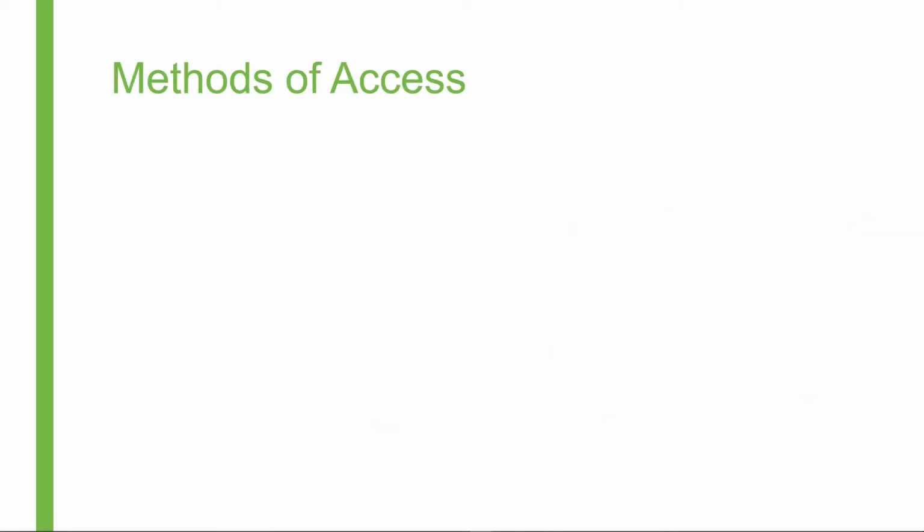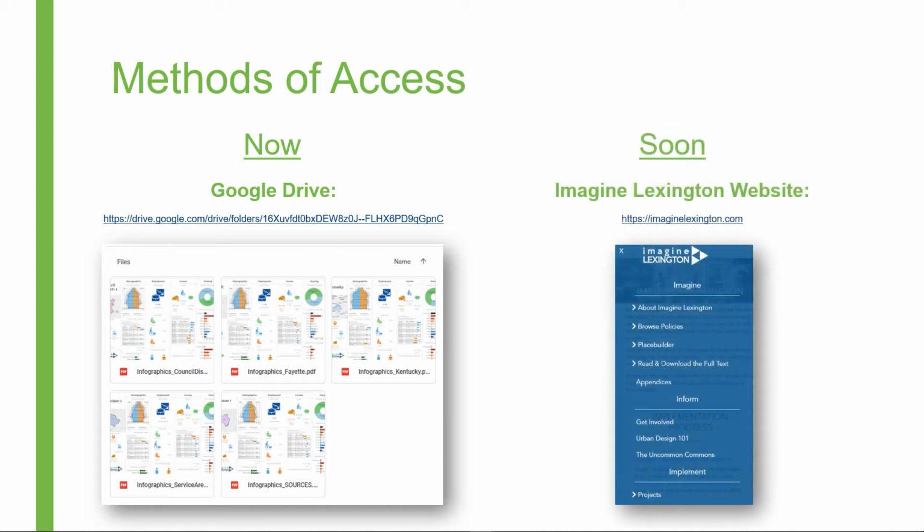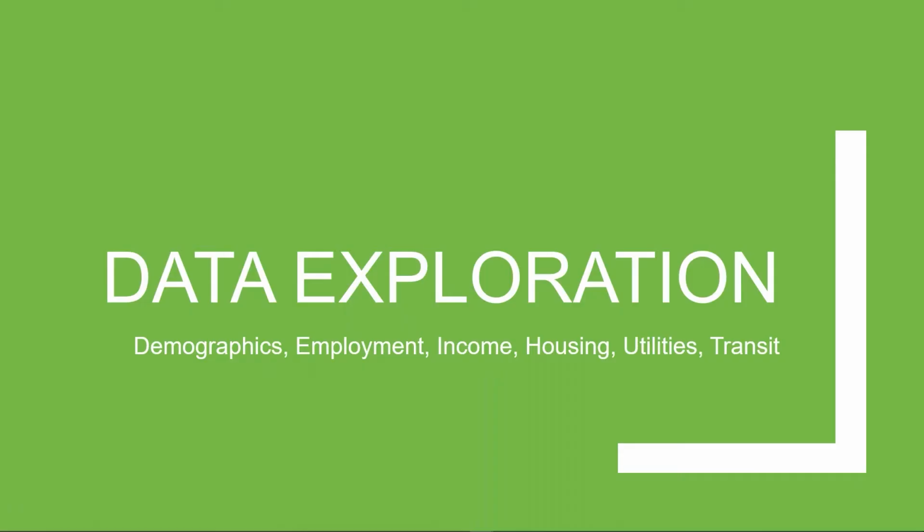So, methods of access. Right now, you can access this on Google Drive. It was sent to council members this week. And then soon we're going to have it uploaded on the Imagine Lexington website as well, so other people can access and use it. Okay, data exploration.